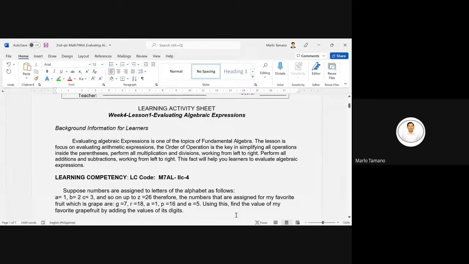Okay, so week 4, lesson 2, lesson 1, evaluating algebraic expression. Okay?